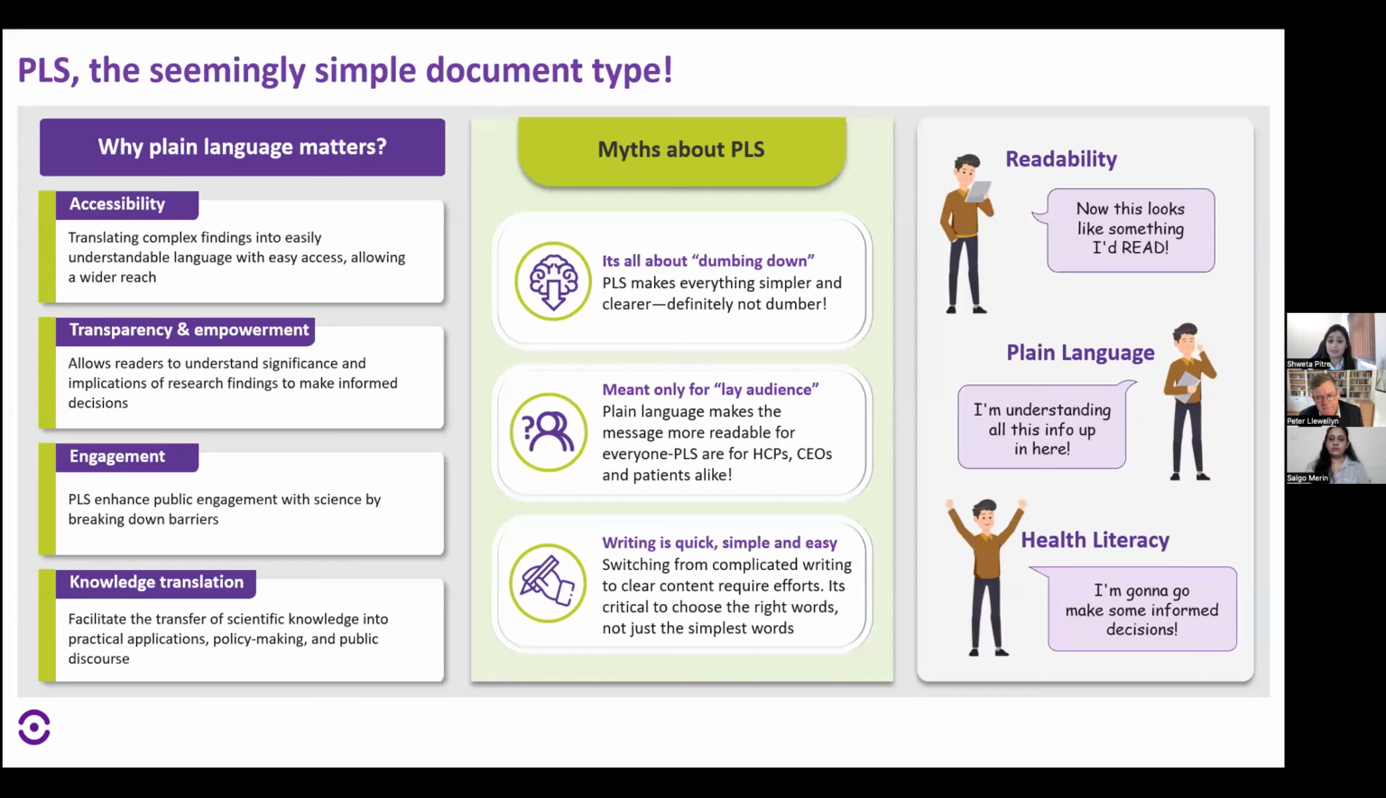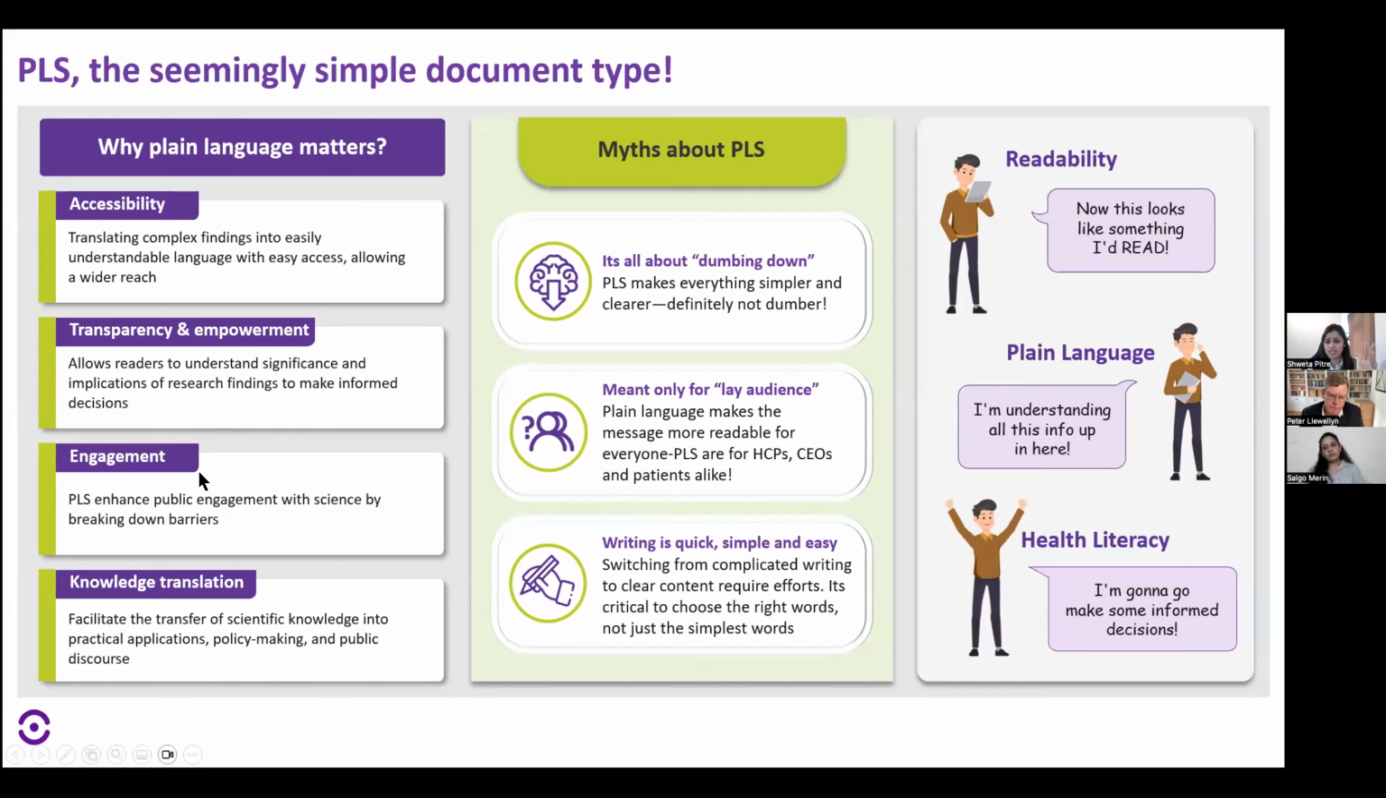It facilitates the transfer of scientific knowledge into practical applications such as policy making and general public disclosure. So these are the reasons why you have plain language summaries and why they are important. But another thing that worries me is that there are a lot of myths around plain language summaries.